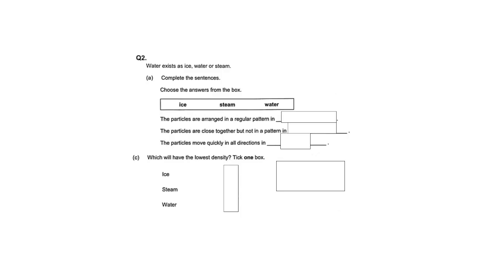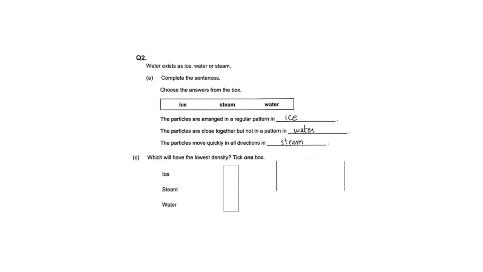Water exists as ice, water, or steam. The particles are arranged in a regular pattern, remember that's in a solid, so in ice. The particles are close together, but not in a regular pattern, that's in liquid water. The particles move quickly in all directions in steam, because that is the gaseous state of water.